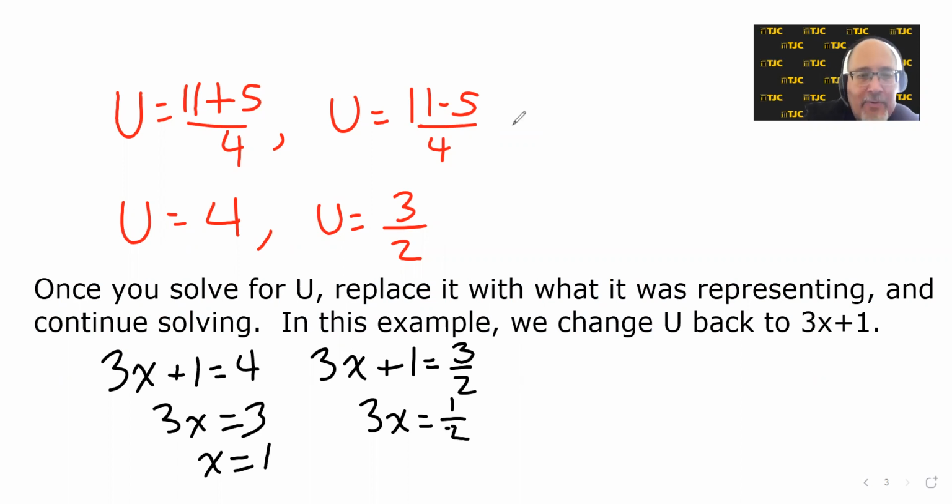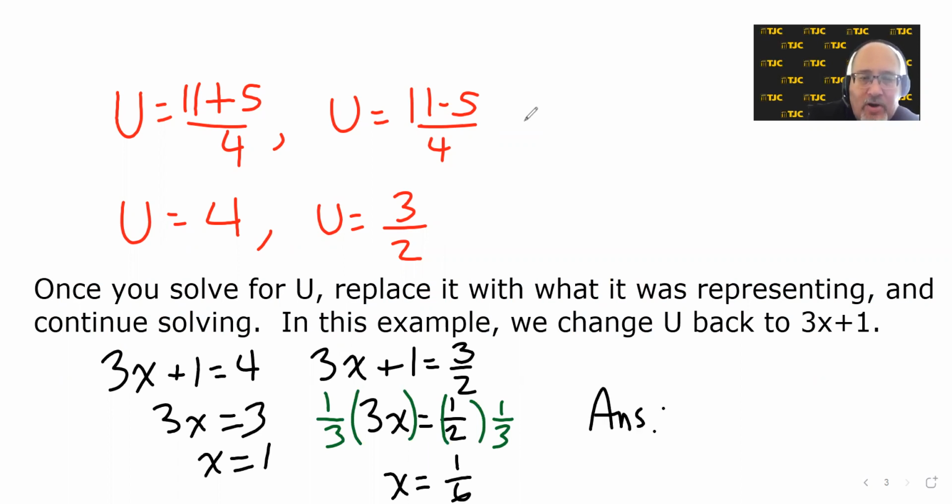Normally I would divide both sides by 3, but there's another way to get rid of a number that's multiplied, and that's to multiply by its reciprocal. The reciprocal of 3 is 1 over 3. The advantage to that is on the right side, we have 1/2 times 1/3, as opposed to 1/2 divided by 3. 1/2 times 1/3 is 1/6. And so our solutions are 1 and 1/6.